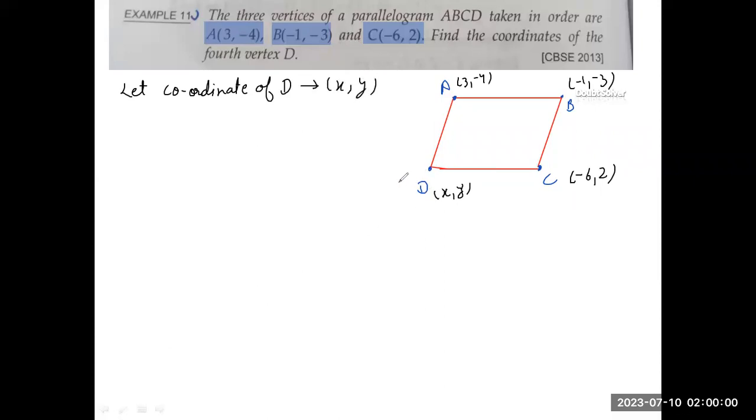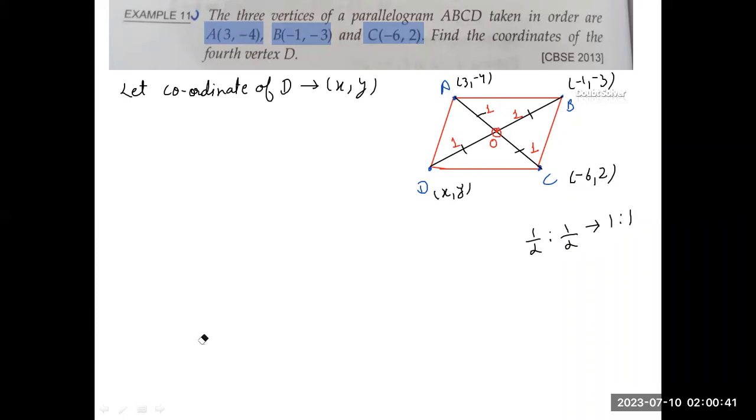So here, to find out the coordinate of D, we have to use a property of parallelogram. We are aware that the diagonals of a parallelogram bisect each other. Bisect each other means they are equally dividing each other. Equally means the ratio is also equal, half, so I can take 1:1. So I am going to take the ratio between these two parts as 1:1. And let's assume this is point O.